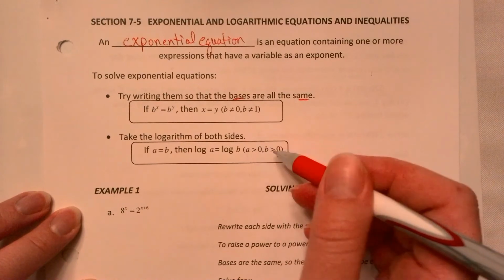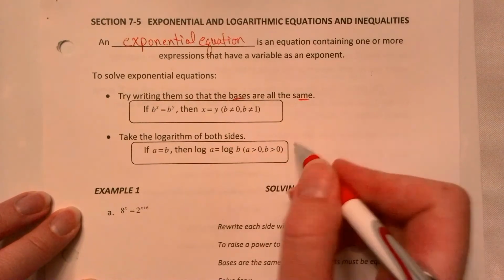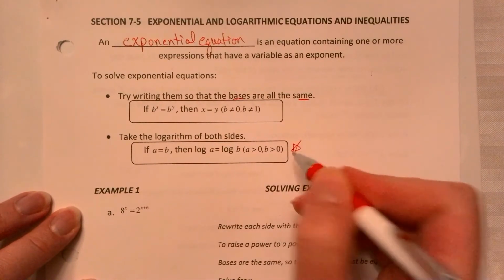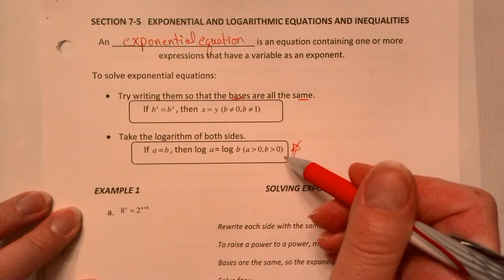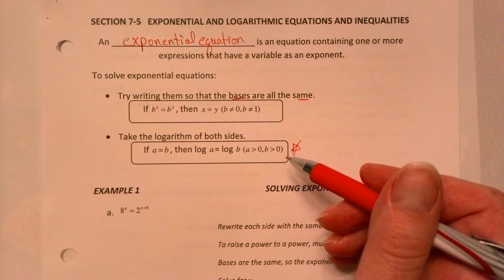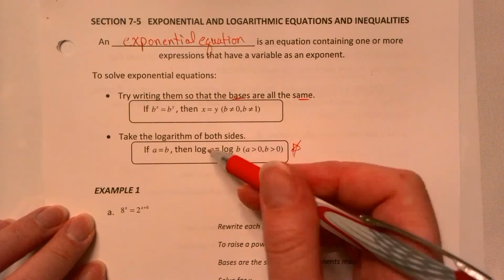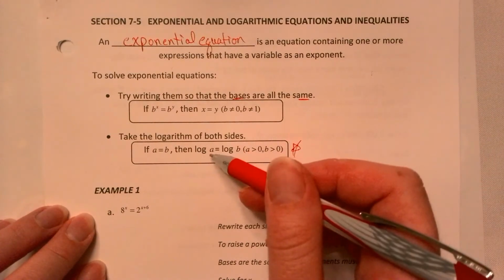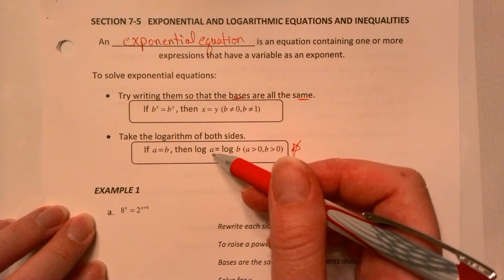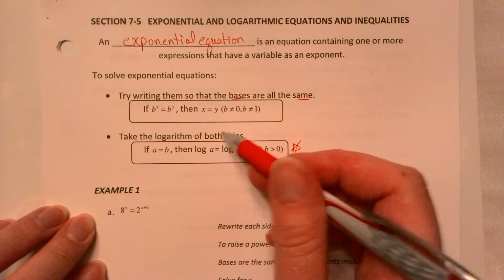Stipulations here: a and b both have to be greater than 0. I'm going to star that because that is an important fact, and that's going to come up for us later. So again, a has to be greater than 0, b has to be greater than 0. You're going to know that we never take the log of a negative number. We never take the log of 0, and so that's an important rule.